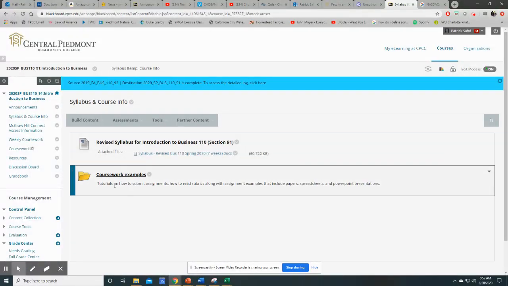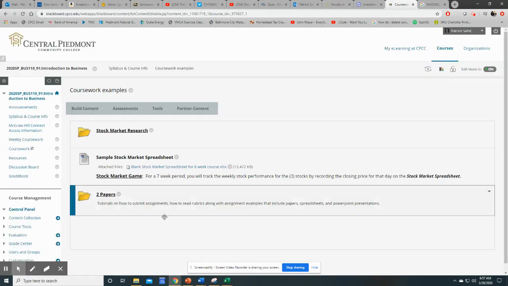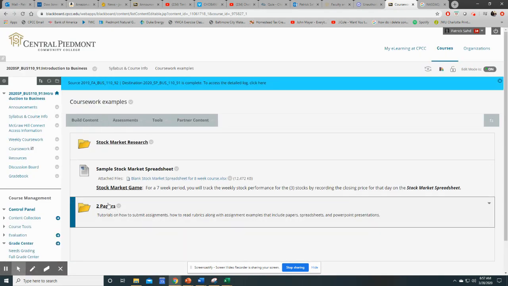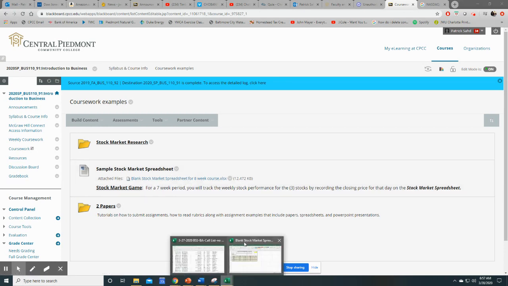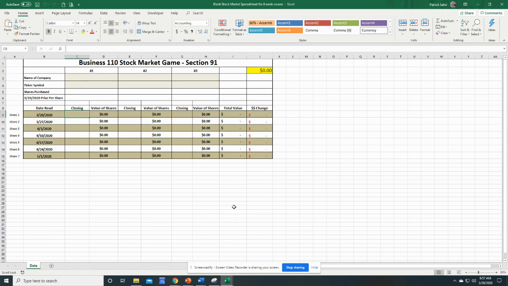And then there's a subfolder called coursework examples. Within this should be your stock spreadsheet, and this is actually where you'll get information on your two papers within this folder. These two papers are really predicated on this spreadsheet, and I know we're now at a 7-week course, but I left this file the same. So download this file. It should look something like this, and save this to your computer.